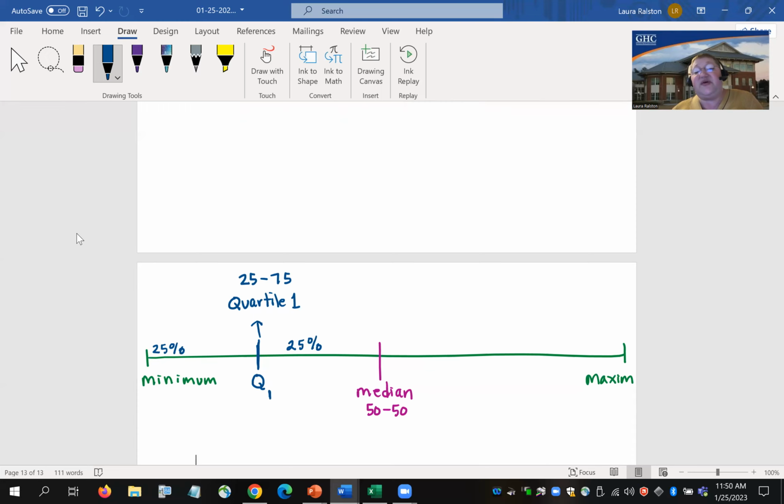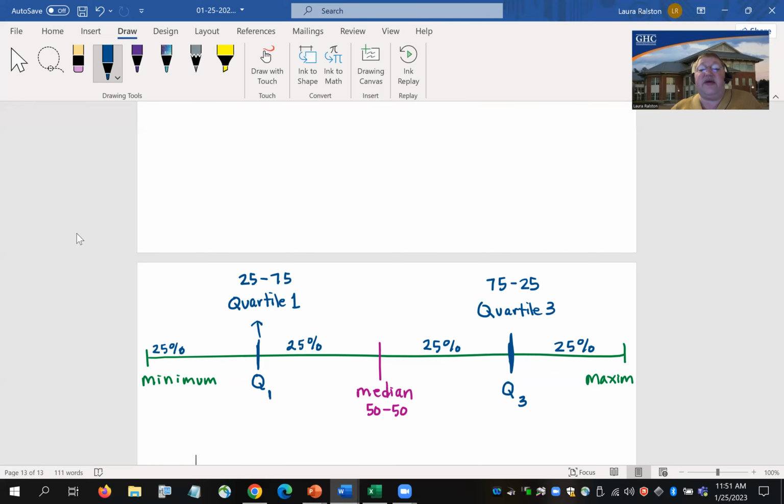If I do the same thing between the median and the maximum and divide it, I have 25%. So I have 4 regions or 4 groups, and each group contains 25%. The tick mark between the median and the maximum is called quartile 3. It's our 75-25 split. There will be 75% below, because 25, 25, and 25 make 75, and 25% above.